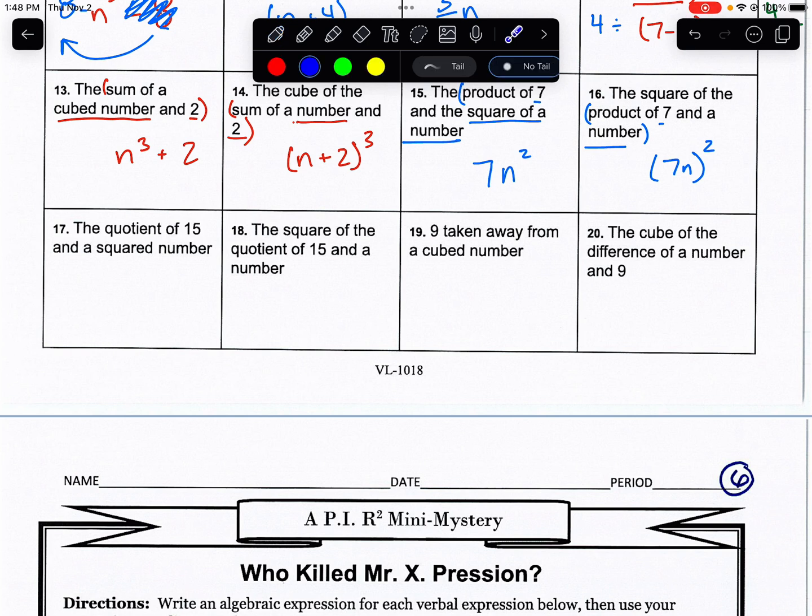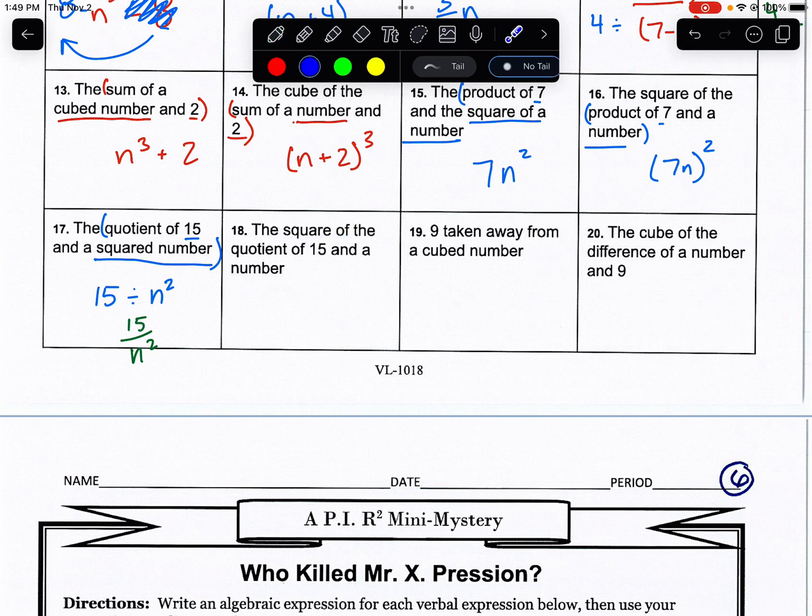Let's try, you've got 4 more. The quotient of 15 and a squared number, so let's try that one. Quotient of 15 and a number, not just any number, but a squared number. So quotient, we start with 15. Quotient means divide. Squared number is number squared, and end our parentheses. Now it turns out, hey, look at that, we don't need a parentheses for that. You can also write this as 15 over n squared. Both are equivalent.